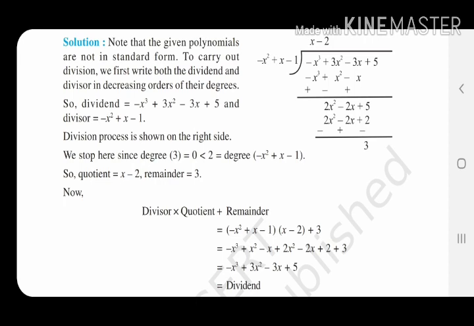So here the degree, or I can say the highest power, is 0. Why? Every constant's degree is 0, meaning 3 equals 3 into x to the power 0, 3 into 1. So here the degree is less than the divisor's, so it is completed. So the quotient is x minus 2 and the remainder is 3. Then I can write the division algorithm. Dividend, the polynomial, equals divisor, that is x square minus x minus 1 whole, into quotient, that is x minus 2, plus 3. So if I multiply this, definitely I will get the dividend, that's written here.